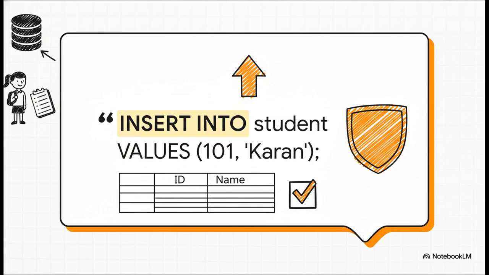Yeah, an empty table is pretty boring, so let's add our first student. The command is insert into student, and then we give it the values in the right order. 101 for the ID, and Karan for the name. And just like that, our first student is in the system.